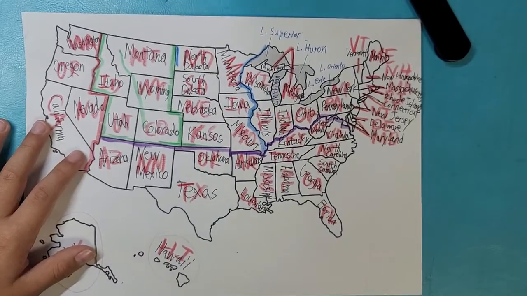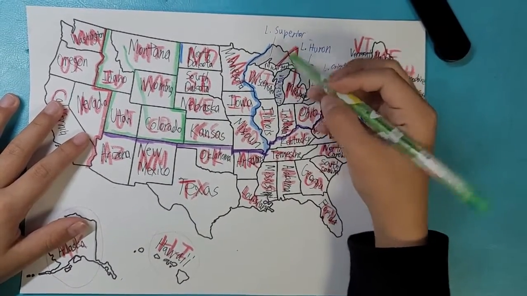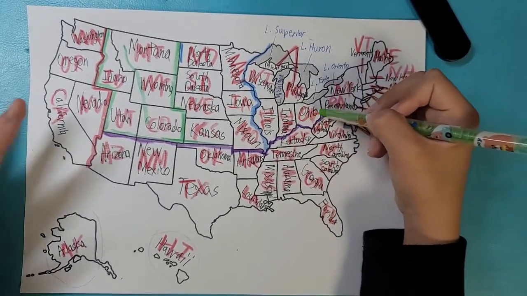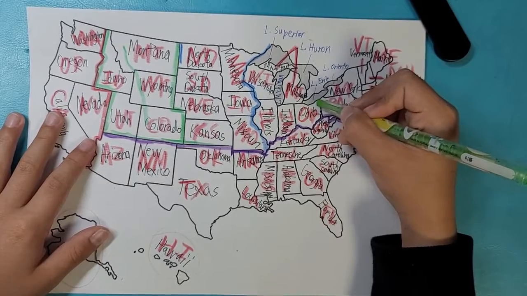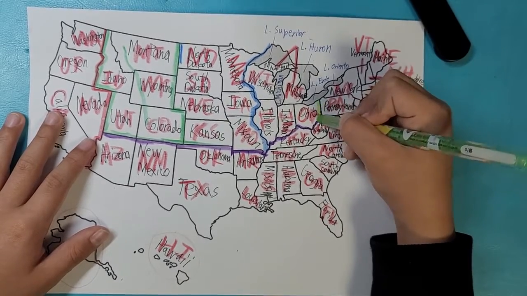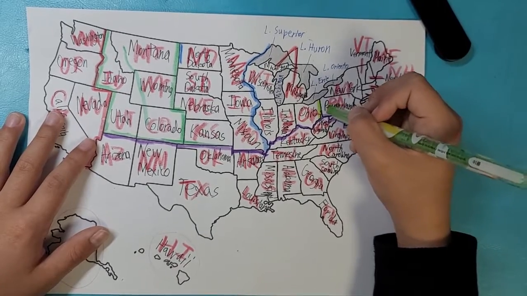and now we're gonna divide the Great Lakes region. So here, Wisconsin, Michigan, Illinois, Indiana, and Ohio are all the states in the Great Lakes region. So we can just divide Ohio's region from the Pennsylvania region, and then we will know where the Great Lakes region is.